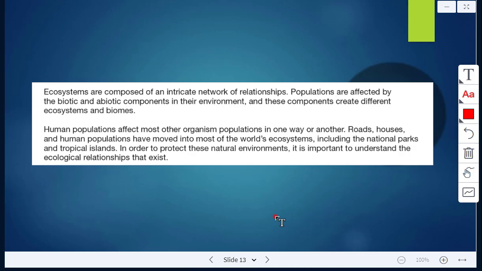Ecosystems are composed of an intricate network of relationships. Populations are affected by the abiotic and biotic components in the environment, and these components create different ecosystems and biomes. Human populations affect most other organism populations in one way or another, such as the building of roads and houses, and human populations have moved into most of the world's ecosystems, including national parks and tropical islands. In order to protect these natural environments, it's important to understand the ecological relationships that exist.